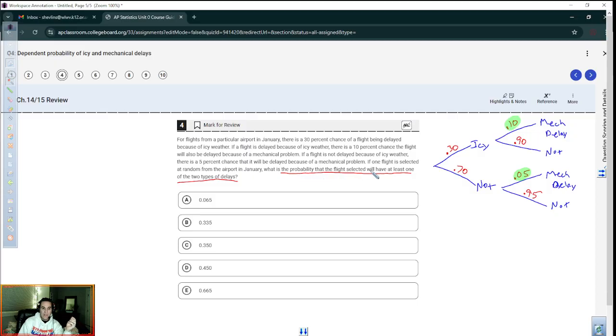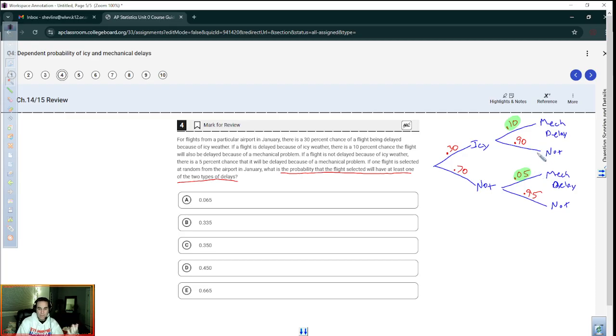The probability that the flight selected will have at least one of the two types of delays. So one of the two, at least one. That means it could have one or it could have both. There's three branches up here that do one delay or both. Okay. Icy mechanical, there's both delays. Icy, no mechanical. That's one delay. No icy, but mechanical. There's another one delay. So you could do all three of those branches, you guys. You have the tree here. You could do all three, add them up.